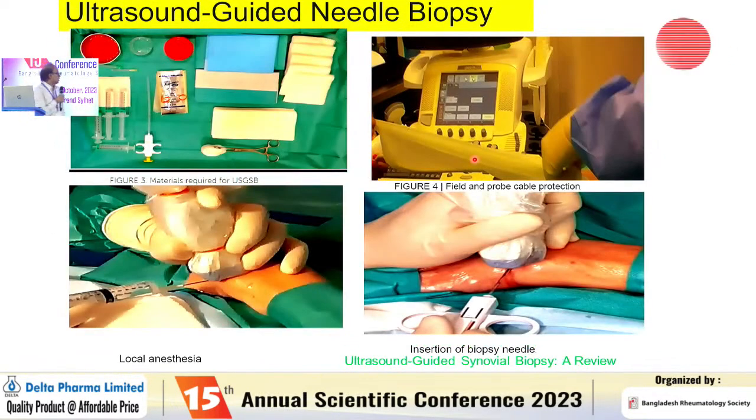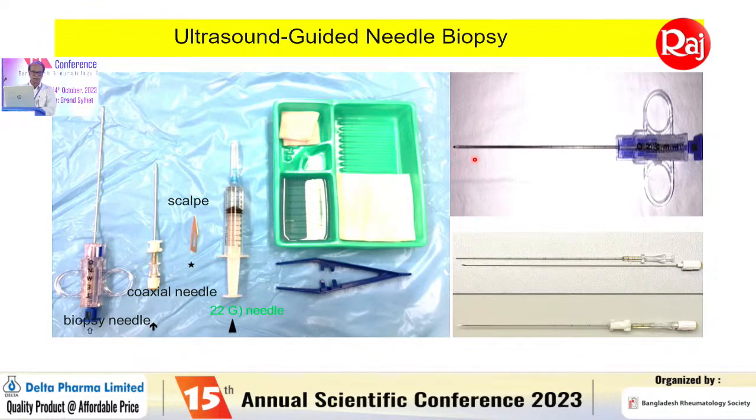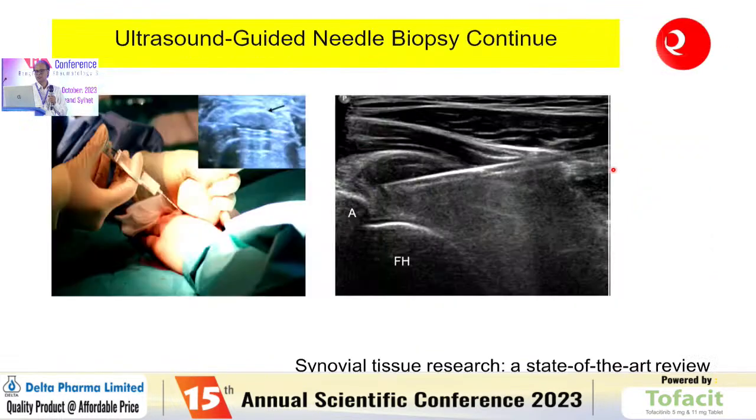This is the ultrasonogram instrument. Needle, anesthetic agent, scalpel, coaxial sheath, biopsy needle. This is the biopsy needle. This is the site, the hip joint. We know this is the hip joint on ultrasonogram. This is the synovial hypertrophy. This is the needle.